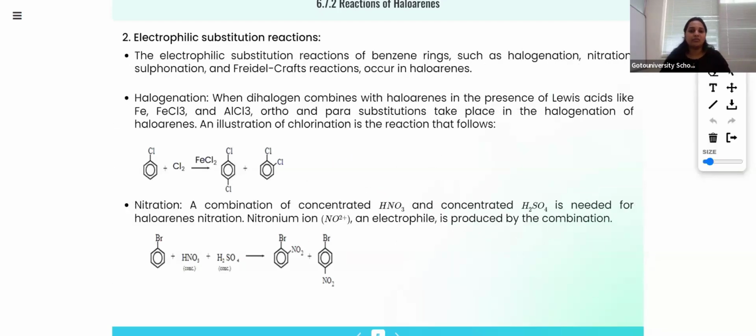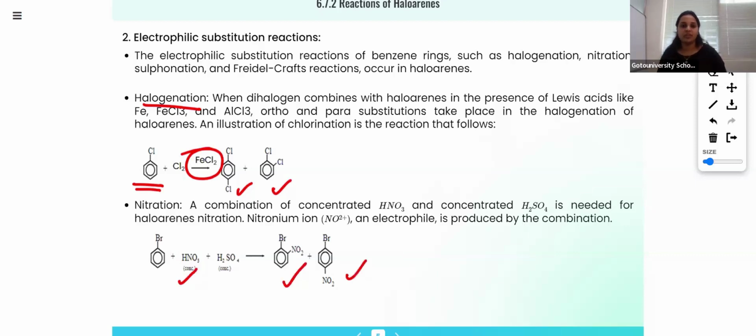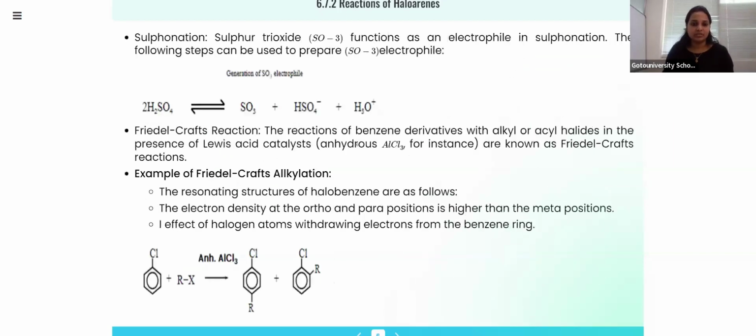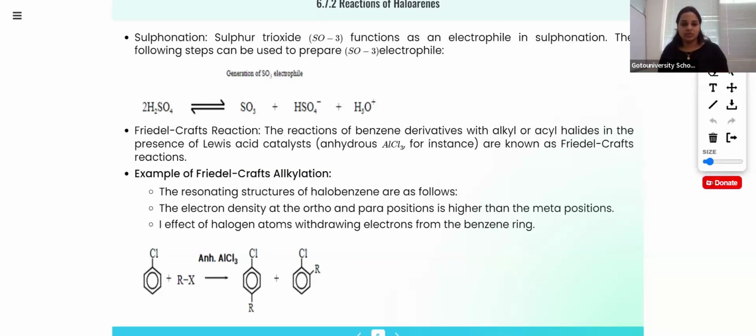Okay, next one, electrophilic substitution. I'm starting with halogenation. Starting from chlorobenzene and reacting with chlorine in the presence of FeCl3, we are getting ortho and para dichlorobenzene. Again, we are reacting with HNO3, so the nitration is taking place at the ortho and para positions. Electrophilic substitution is also due to the same reason, the resonance process. Then sulfonation. Sulfonation means we are introducing the SO3H group.